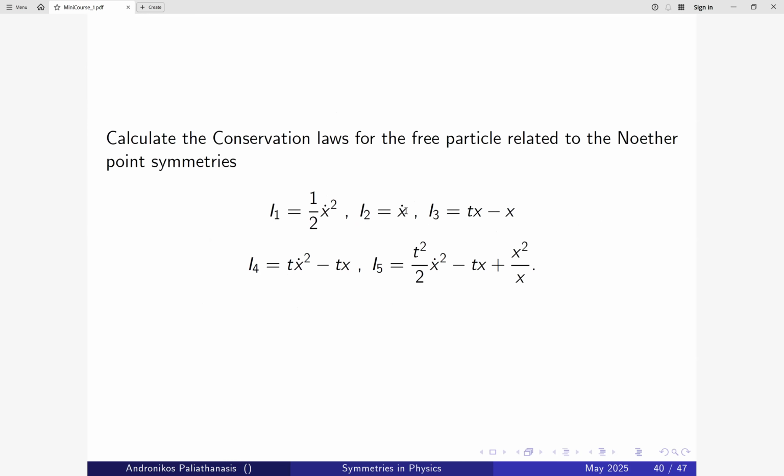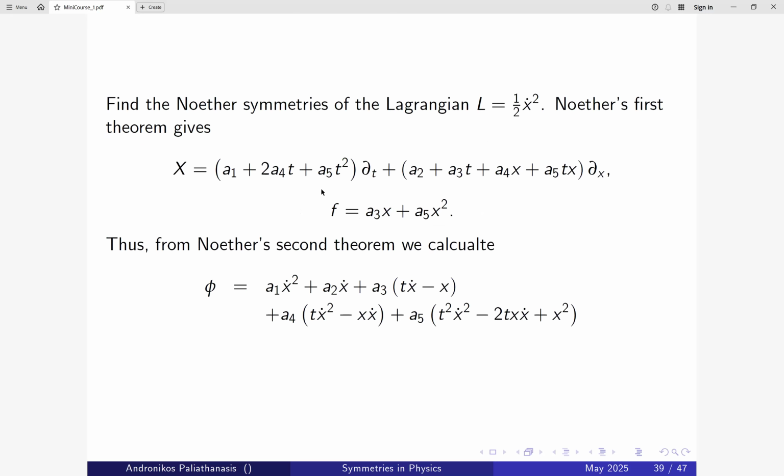And as you can see, this is the conservation law of momentum. The conservation law of momentum is given by A2, and A2 is a conservation law of the translation. So the momentum is related to the translation of the space.